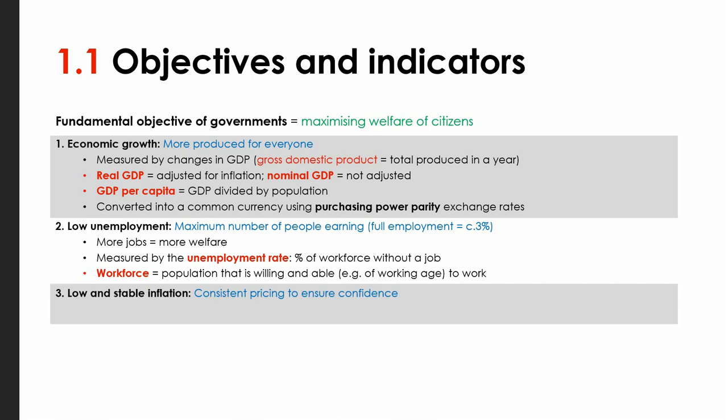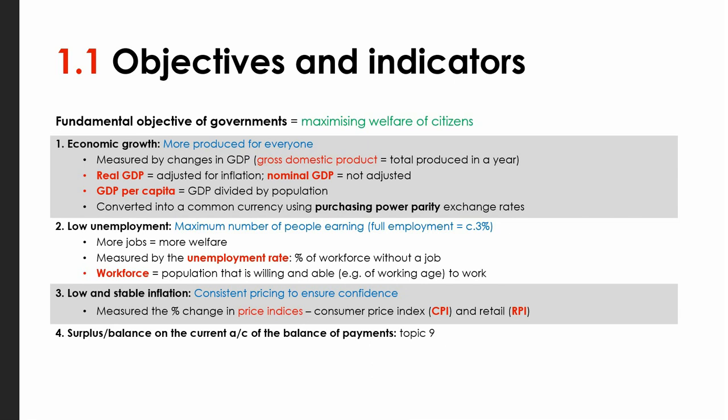Thirdly, low and stable inflation. For a macroeconomy to function effectively and to maximise the welfare of citizens, we want to ensure consistent prices to guarantee confidence in future decisions. We measure inflation using the percentage change in price indices that attempt to get an average level of prices in the economy. The 2 big ones we'll meet later in the course are the Consumer Price Index and the Retail Price Index, CPI and RPI.